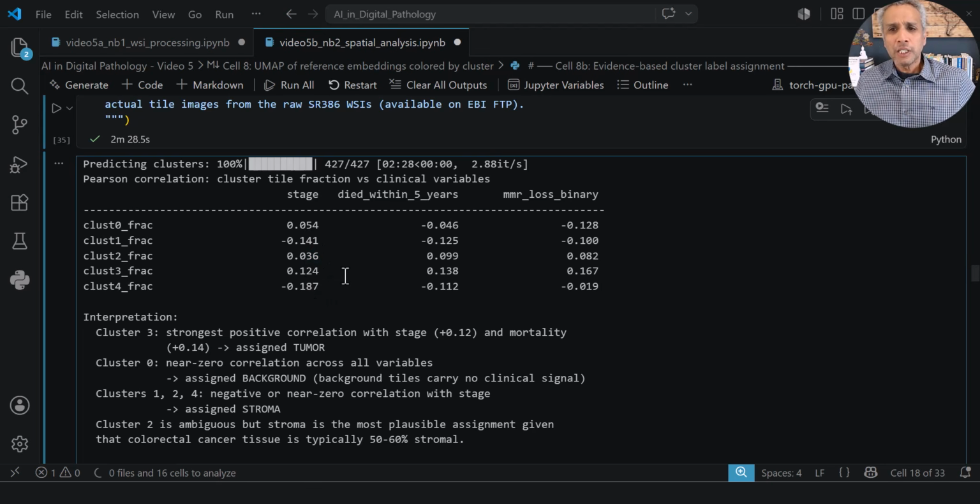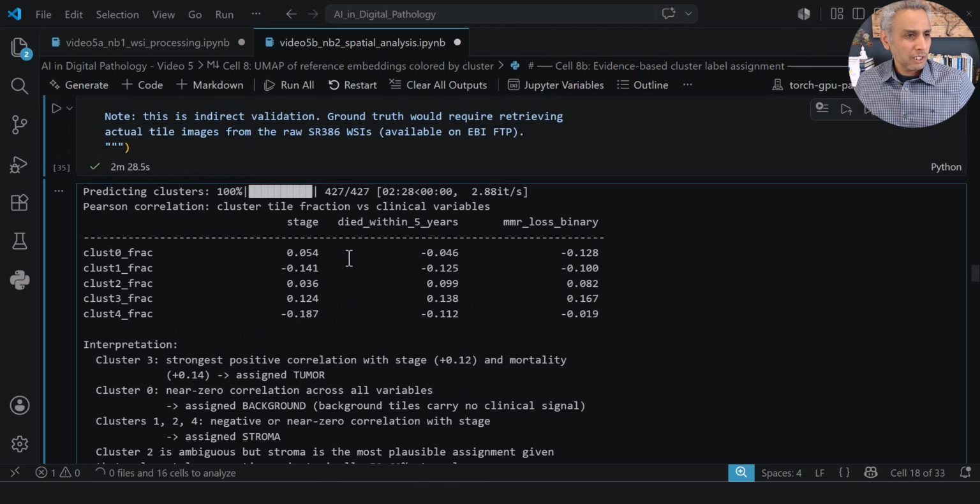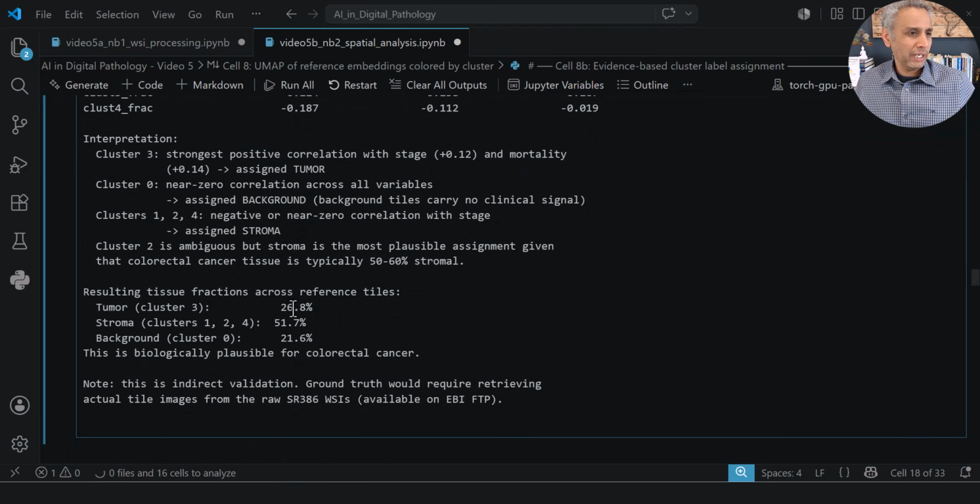So that's it. So the resulting fractions. Let's see, what do we have? 26.8% tumor, 50% stroma, and the remaining about 20% is the background. And again, that's biologically plausible for colorectal cancer. So I'm going to leave the assignments as is.